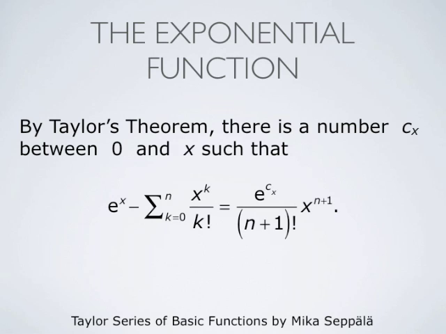By Taylor's theorem, there is a number c_x between 0 and x, such that e^x minus summation k from 0 to n, x^k divided by k factorial, equals e^(c_x) divided by (n + 1) factorial times x^(n+1). We wish to show that this error approaches 0 as n grows. In order to do that, we need to take a closer look at the error term.